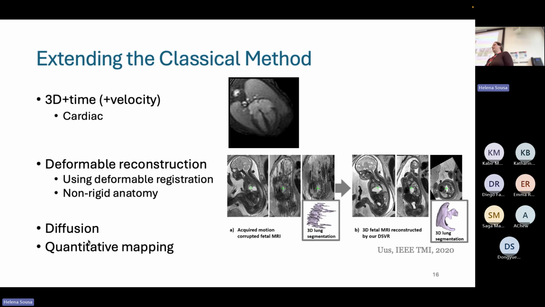So since that method was proposed, there's been various different extensions of the classical method. To start with, there's 3D plus time and also plus velocity for cardiac. There's been work done on deformable reconstruction using deformable registration, and this is good for any parts of the anatomy which aren't contained in rigid boundaries, such as the abdomen, placenta, and there's an example here with the lungs. And there's also work being done on diffusion and quantitative mapping as well.